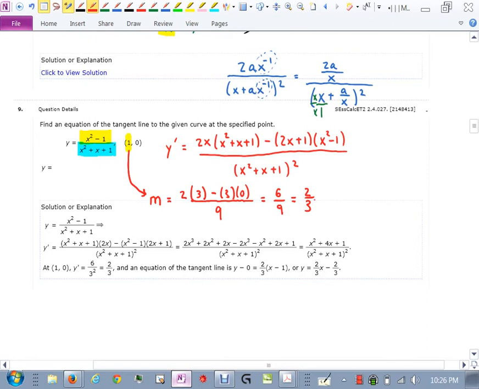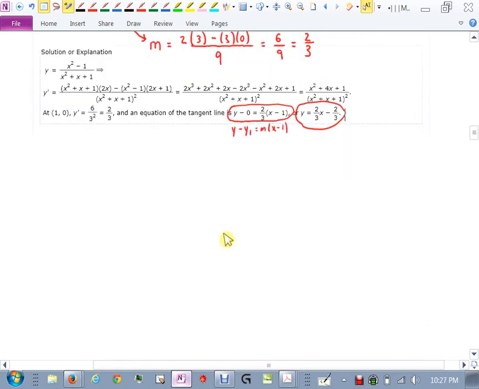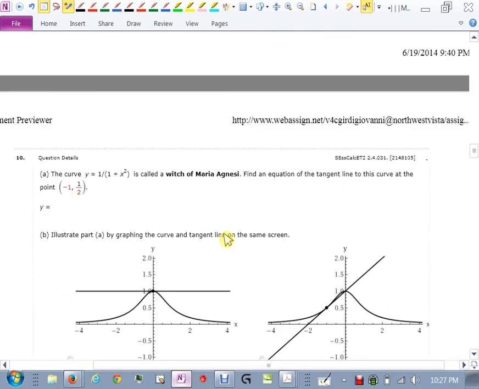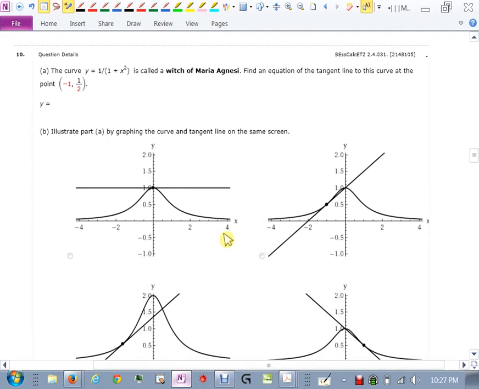And of course, once we know the slope, then we plug into our formula, which is this one, y minus y1 equals m times x minus x1 right there. So this is it. And then you can solve for y, which we've done before, and you get this. All right. I'm like halfway through this assignment. Crazy. All right, find the equation of the tangent line of this curve at a point.